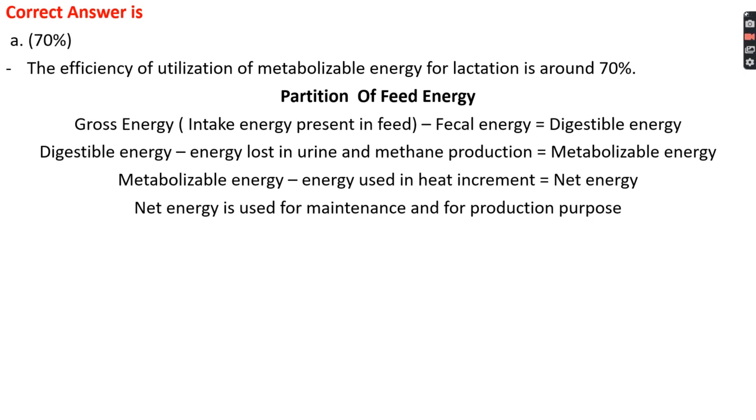Let's see the partition of feed energy. Gross energy is the total energy which is present in a feed which we intake. When we subtract the energy which is present in feces, we get digestible energy, and when we subtract the energy which is lost in urine and methane from the digestible energy, we get metabolizable energy. And when we subtract the energy which is used in the heat increment or body heat from the metabolizable energy, we get net energy, and this net energy is used for maintenance purpose and for production purpose.